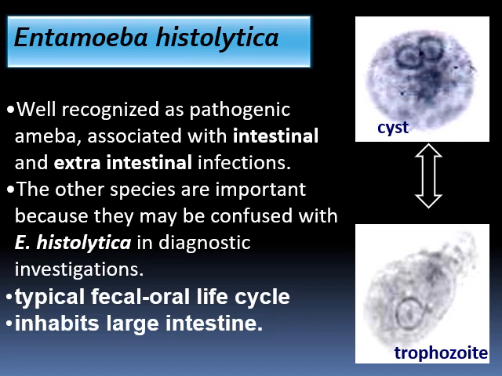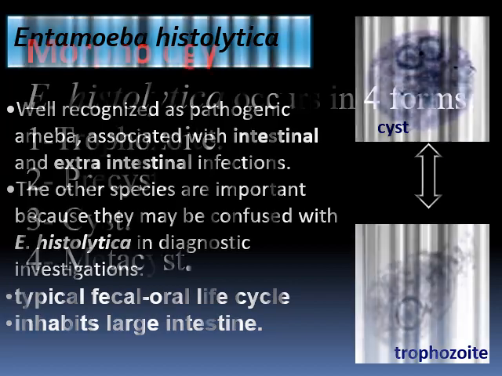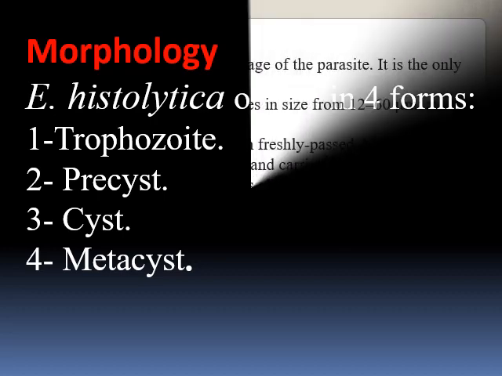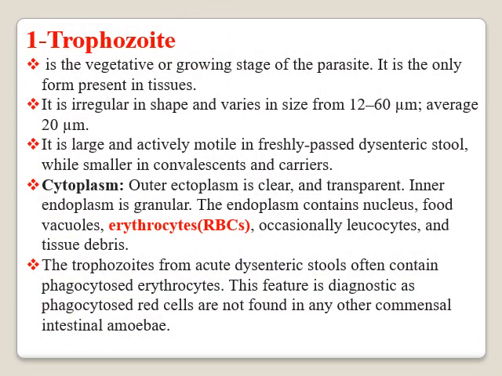Entamoeba histolytica has a typical fecal-oral life cycle, and its habitat is the large intestine of humans. Morphology: Entamoeba histolytica has four forms or stages: trophozoite, pre-cyst, cyst, and metacyst stage. Start with the trophozoite.